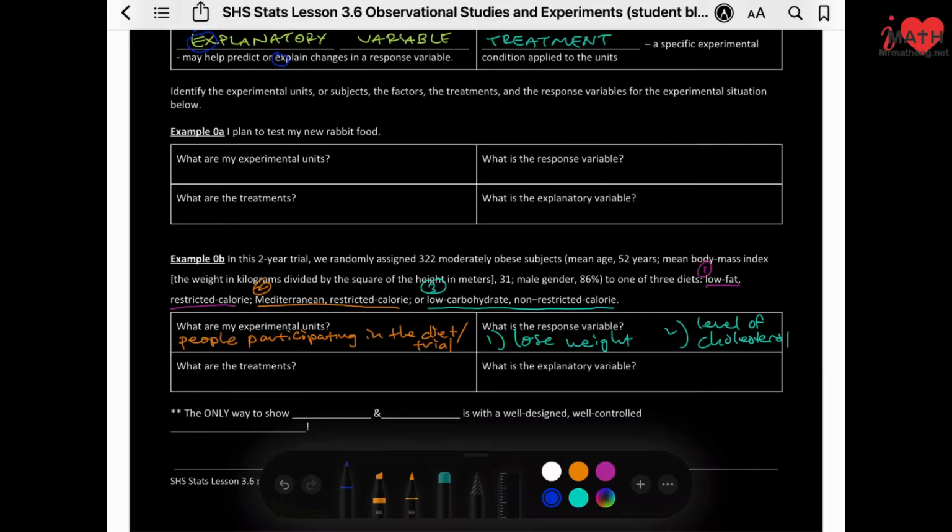What are the treatments? These are the 3 types of diets. And what is the explanatory variable? What explains what is happening? You can also say the 3 types of diets.